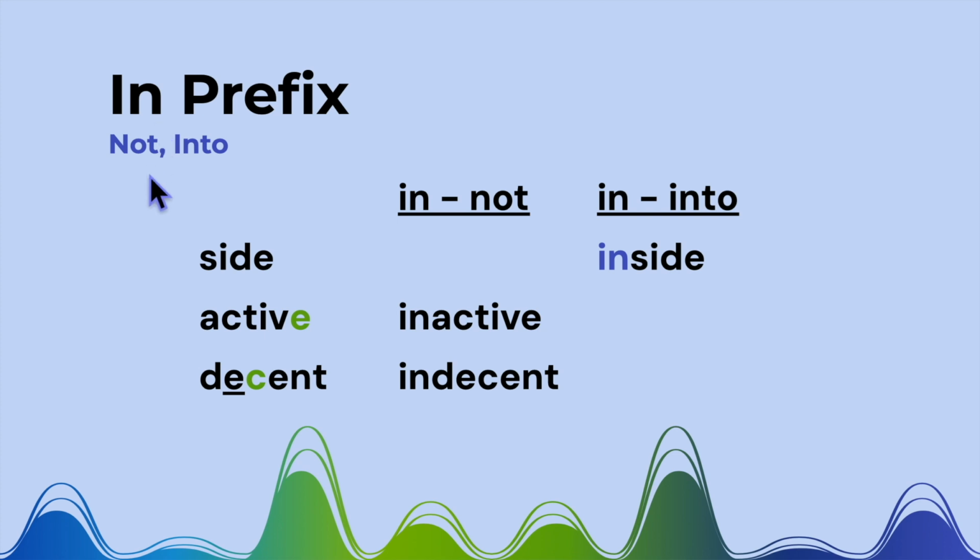In also means not or into. So here we have the root word side, and inside means to go into the side. Here we have the root active. This E is only here at the end of a word to keep the word from ending in V. We add the prefix in and we get inactive, which means not active. Here we have the root word decent with a long E and a C using its soft sound of S because of the E. So decent, we add in and we get indecent, which means not decent.